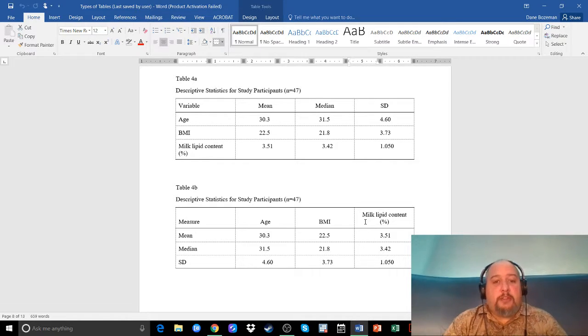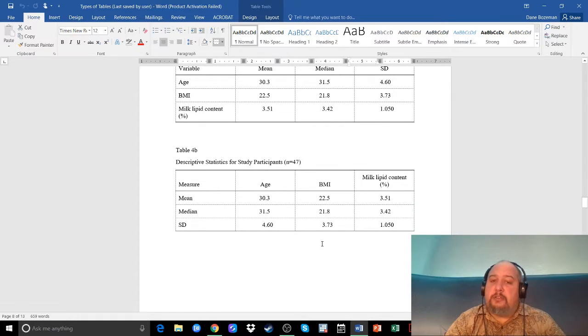If I am interpreting this data, I'm going to be interpreting it in terms of the means, the medians, and the standard deviations, because we typically read from left to right, top to bottom. But if I look at this table, I'm going to interpret it a little bit differently. I'm going to be interpreting age in terms of the mean, median, and standard deviation, then BMI. And so I can't be conducting a multivariate analysis as easily. It's not going to be as easy to interpret it that way.